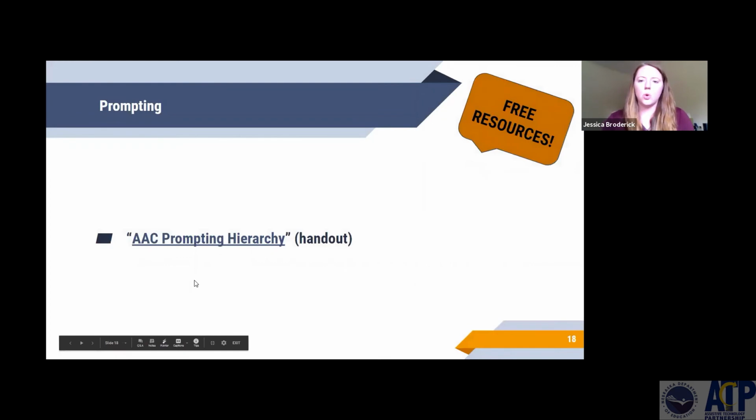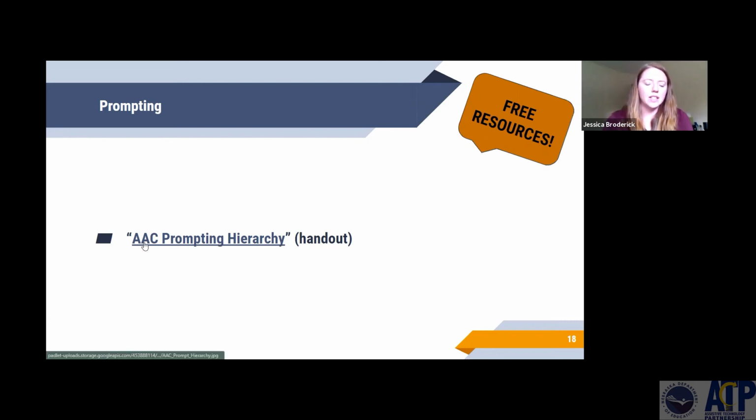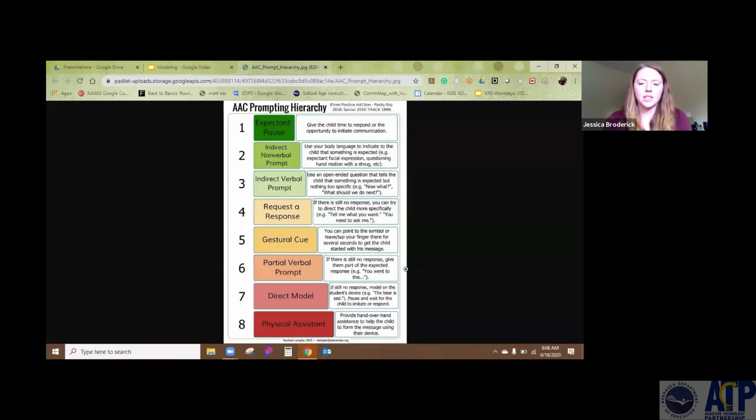I wanted to show you, I think this is an important note, this AAC prompting hierarchy, because I think it will help you when you are modeling and modeling and modeling, and then expecting a response from the student, some ways to work through that. This is a handout that is available to you guys. I imagine a lot of you have seen prompting hierarchies before, but there's a few specific things for AAC in this one.